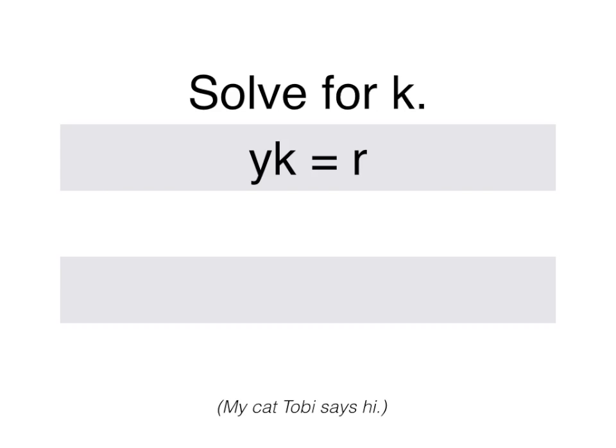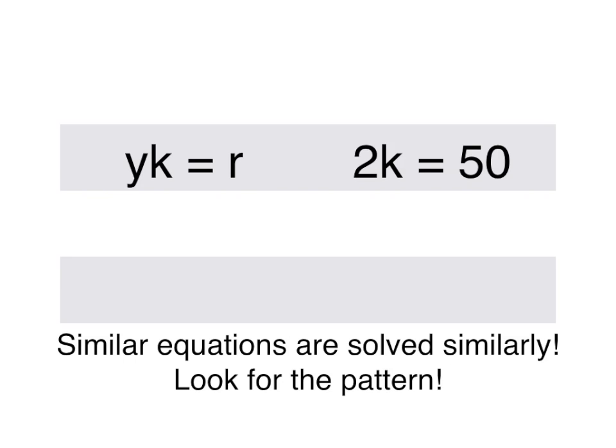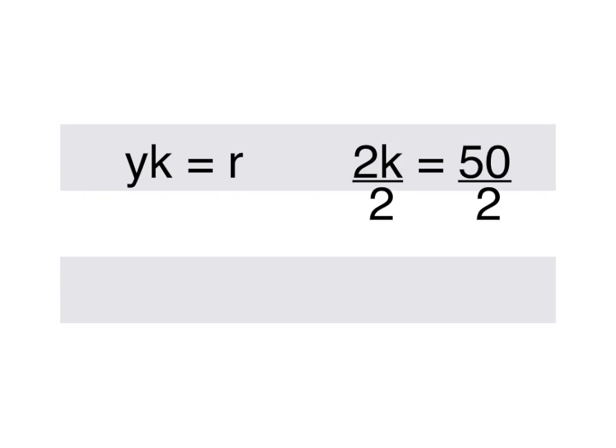Okay, next one. This time we're going to solve for k. We need to get used to solving for different letters, because like we saw earlier, with the pressure and everything, in the volume and area, we use all kinds of different letters and not just x. So yk equals r. How do we do that? Well, it's like 2k equals 50. And how do we solve that? We divide by 2. How do you undo 2 times k? You undo that by dividing by 2.